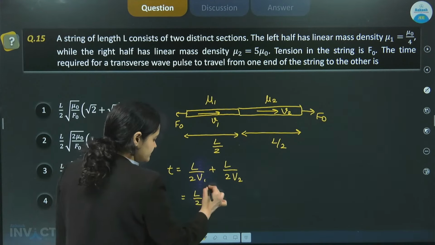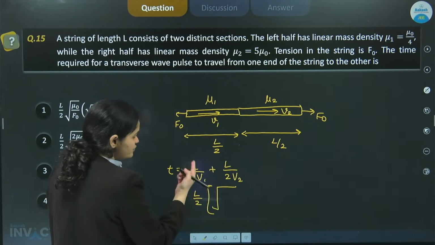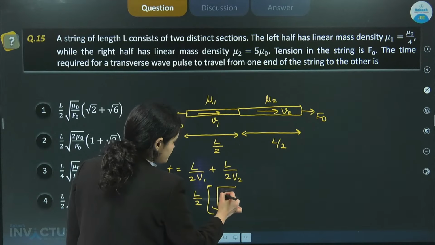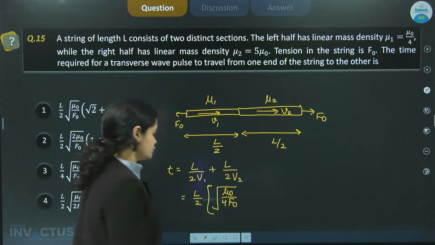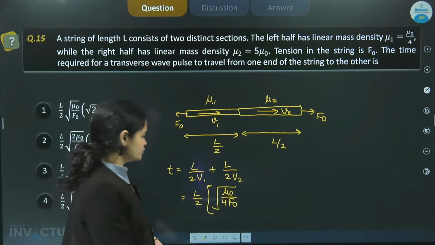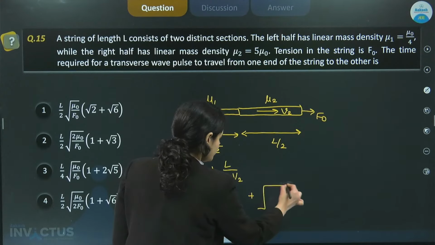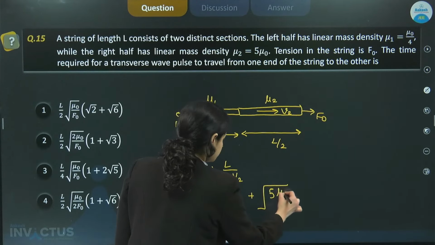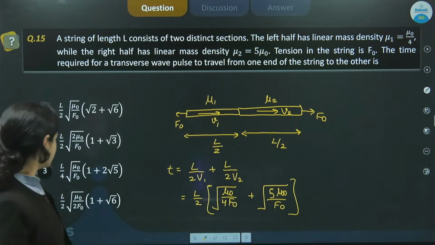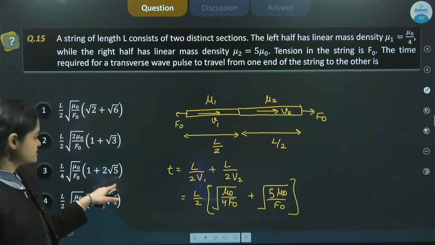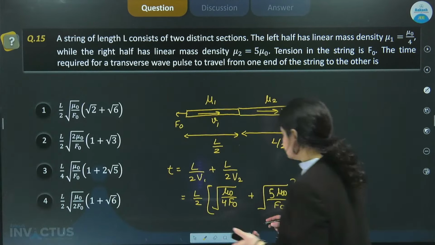L by 2 I'll take common. V1 is turning out to be root of T by mu, but 1 upon V है. तो ये हो जाएगा mu1, which is mu naught by 4 upon F naught. Mu1 by T is equal to 1 upon V plus this is going to be root of 5 mu naught upon F naught. ठीक है, this is what we get. So see, by looking at the options, एक ही term है जहाँ पे root 5 present है. Alright, so you can get the result directly.